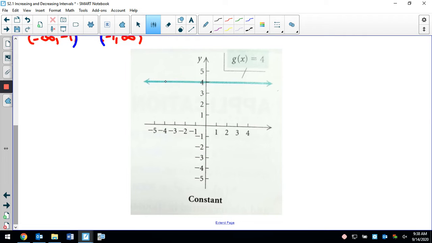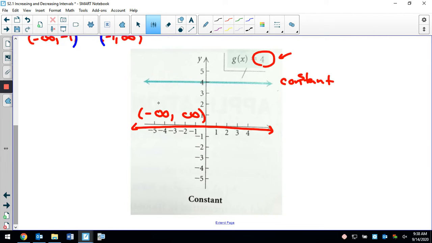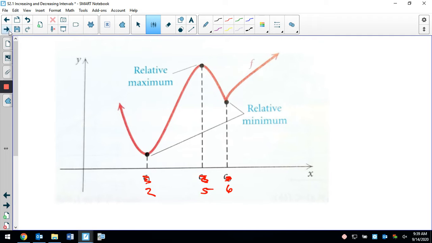This last example is a horizontal line. You can tell that it is a single value. There is no x in this equation here. It's just y equal to 4. Horizontal, constant. Constant interval from negative infinity all the way to positive infinity along the x-axis. We're naming the x values. For all these intervals, these are the x values that it is happening at.